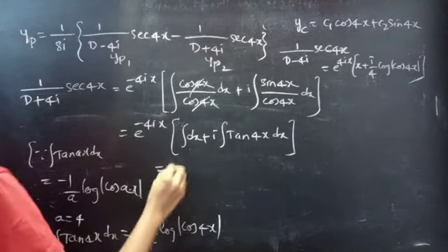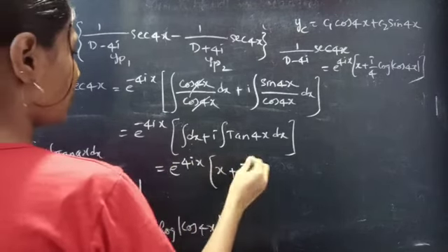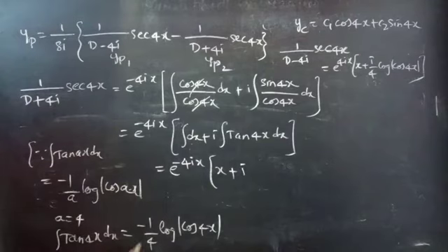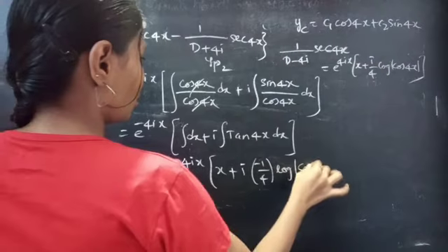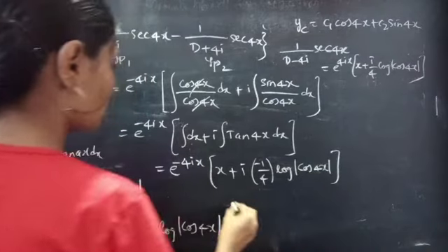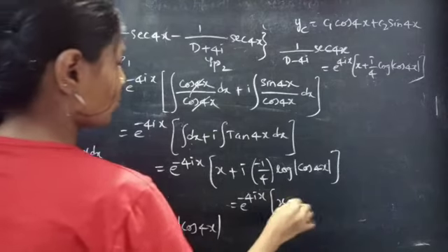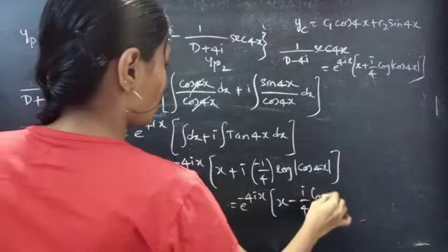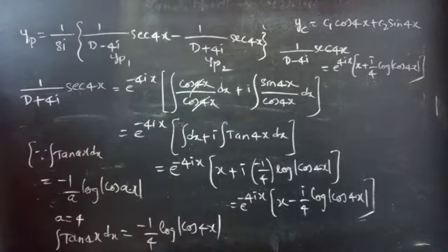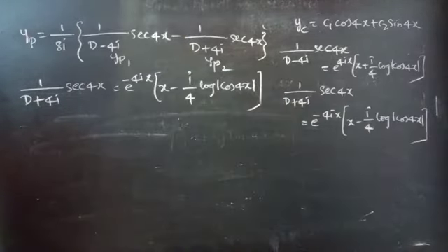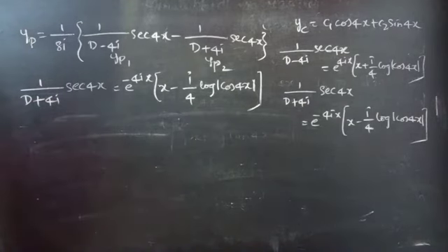Then this becomes e power minus 4ix into the integral of dx, which is x, plus i into the integral of tan 4x dx, which is minus 1 by 4 log mod cos 4x. That equals e power minus 4ix into x plus, minus minus i by 4 log mod cos 4x. So we got the value of the second part. Now coming to the yp.